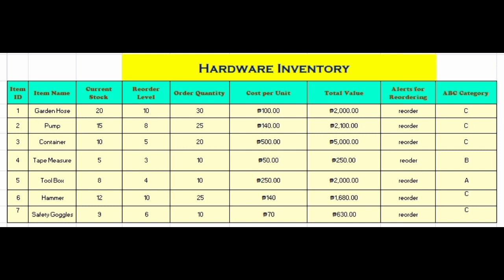Conclusion. Therefore, our hardware inventory is a dynamic system that involves monitoring current stock levels, calculating total values, and triggering alerts for reordering when necessary. The ABC categorization helps us prioritize our attention and resources for effective inventory management.